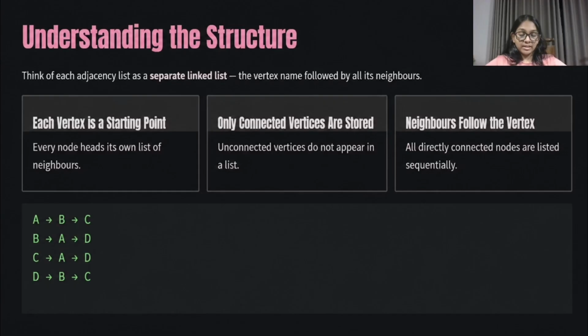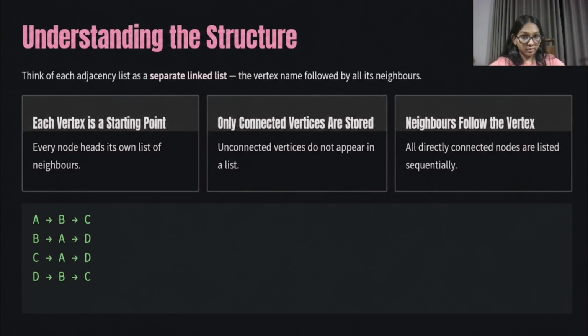Alright, so let's take a closer look at how an adjacency list is organized. You can think of each adjacency list as a small linked list. Each vertex serves as the starting point of its own list. Following the vertex are all of its neighboring vertices. For example, A points to B and C, B points to A and D, C points to A and D, and D points to B and C.